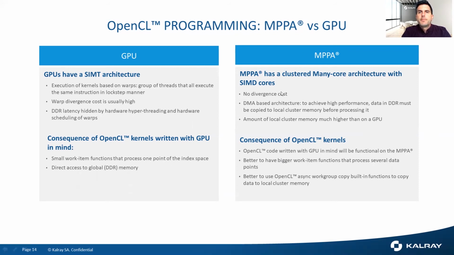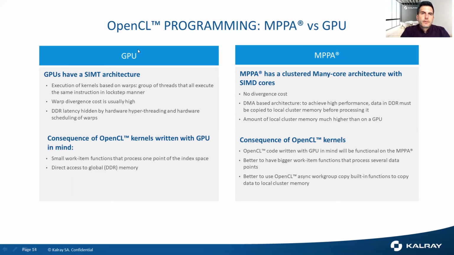On the MPPA, it's a bit different. Each processing element is a true core, which means each core can really execute its own program, so there is no divergence cost. It's a DMA-based architecture, which means that it's better to transfer data to local memory and process it in local memory instead of processing it in DDR. And of course, we have a lot more local cluster memory than on GPUs. This is just to allow that kind of programming.